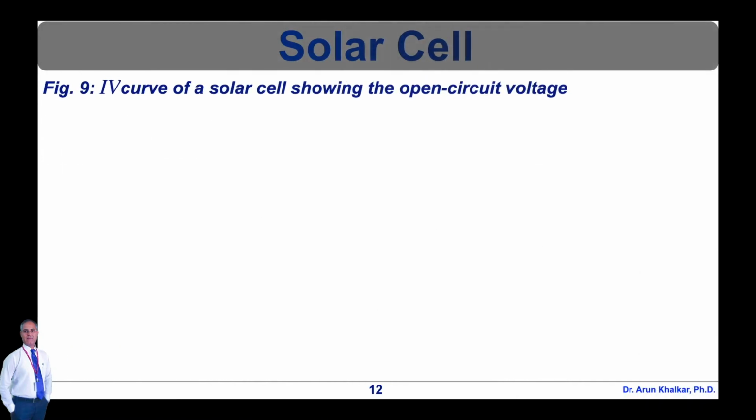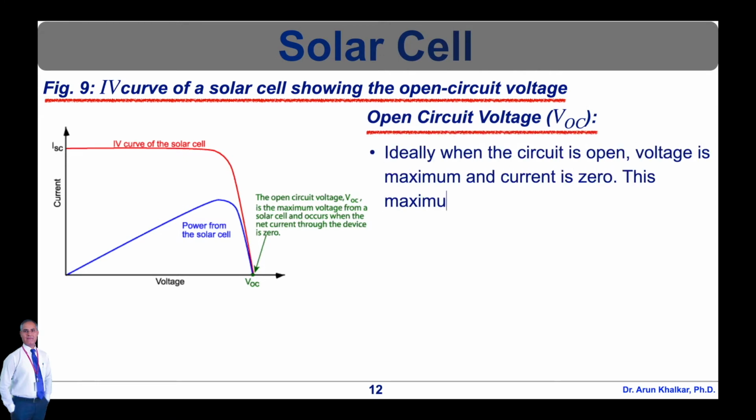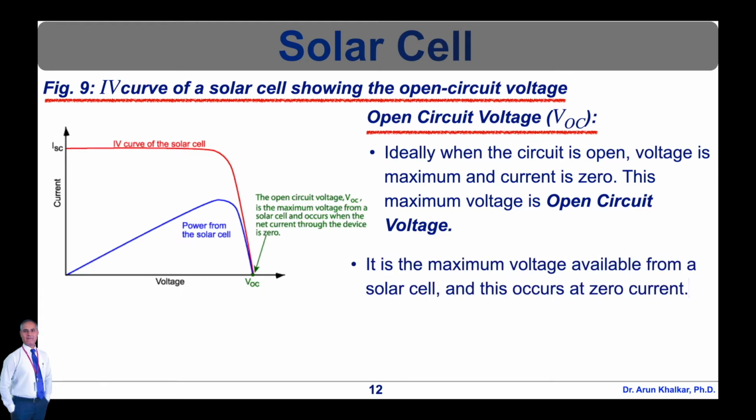Now let's see the open circuit voltage of the solar cell in the IV curve. Ideally, when the circuit is open, the voltage is maximum and the current is zero. This maximum voltage is the open circuit voltage, denoted by capital V subscript OC. The open circuit voltage VOC is the maximum voltage available from the solar cell, and this occurs at zero current. The open circuit voltage corresponds to the amount of forward bias on the solar cell due to the bias of the solar cell junction with the light generated current. The open circuit voltage is shown in this IV curve.